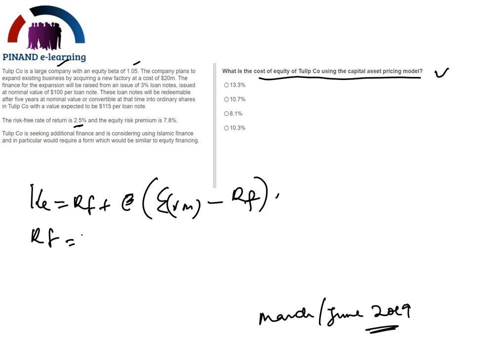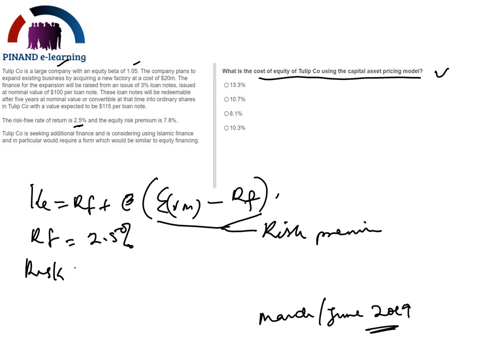Okay, that's 2.5%. What else again? We have a risk premium. Whoops, that's the bracket itself. The whole of this bracket is a premium. The whole of this bracket is a risk premium. So risk premium, let me just call it risk P, is what?